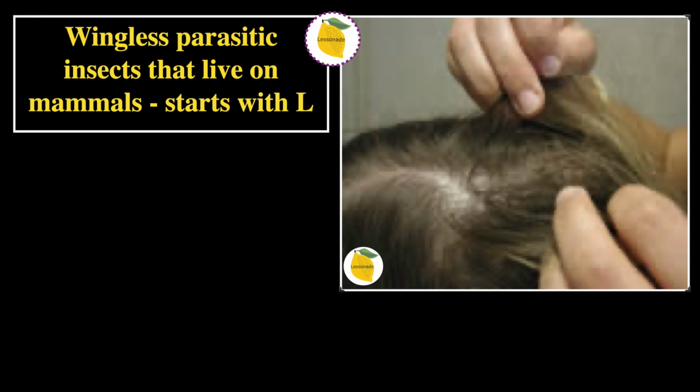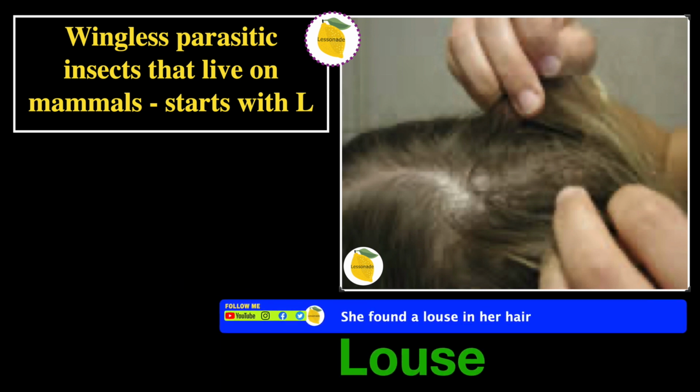The next definition is wingless parasitic insects that live on mammals starts with L. In this picture, we can see wingless parasitic insects that live on this person's hair. So therefore, the word will be louse. And the sentence is, she found a louse in her hair.